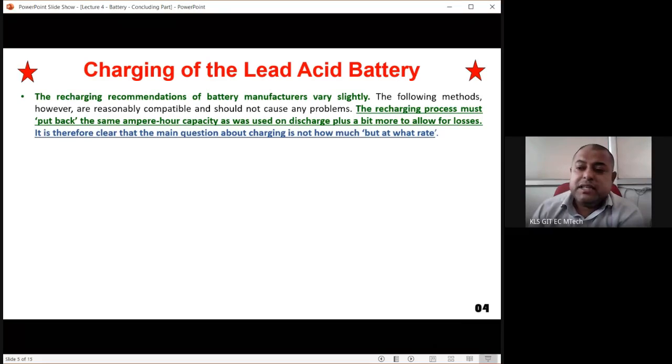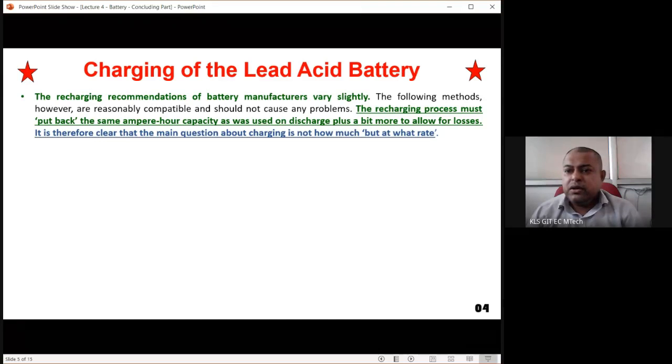A star in any slide means this slide is important for the exam. So this is a direct question. Be careful. The charging recommendations of battery manufacturers vary slightly. Not much, more or less the same type of charging capacity and charging process is recommended by all the manufacturers. So the following methods, however, are reasonably compatible and should not cause any problem.